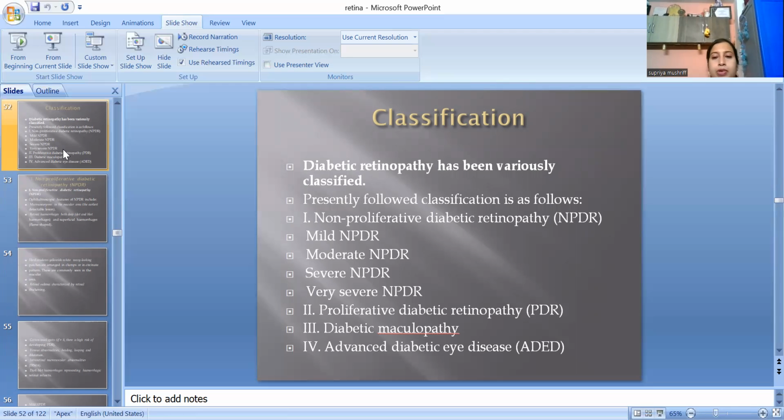NPDR, PDR, ADED, DME: these are various abbreviations which will come again and again, so you should know what they are. NPDR is non-proliferative diabetic retinopathy, PDR is proliferative diabetic retinopathy, DME is diabetic macular edema, and ADED is advanced diabetic eye disease.